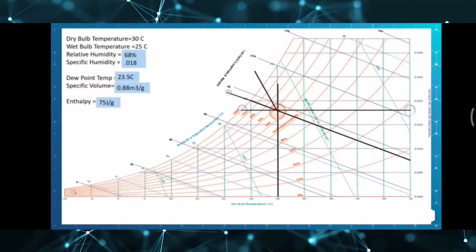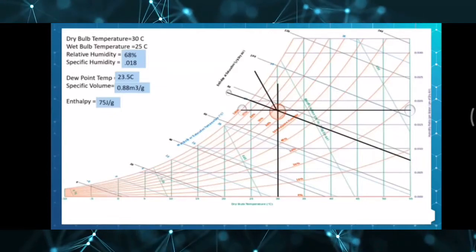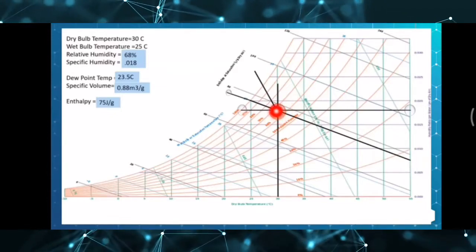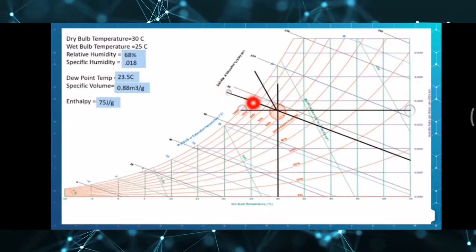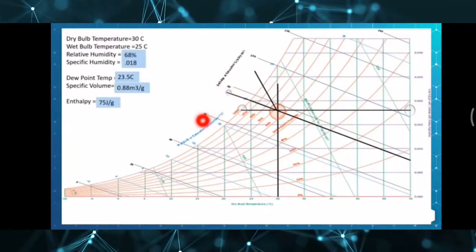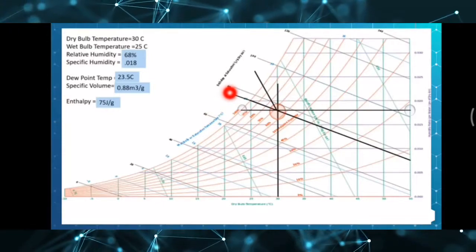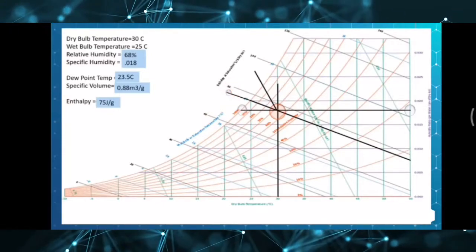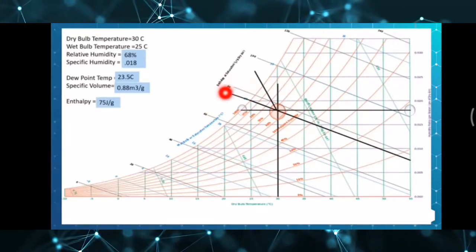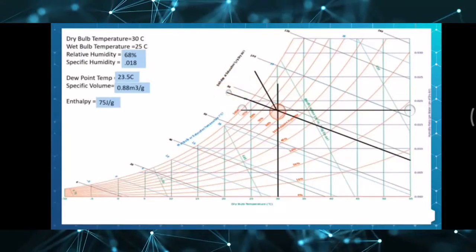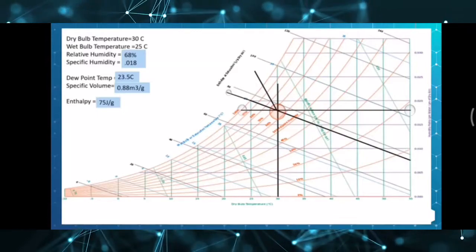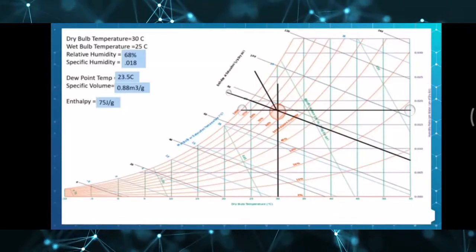Last is the enthalpy. From the point of intersection, we will draw a line towards the scale. Then our enthalpy is between 60 and 80, but it is very near to 80, so our enthalpy is around 75 joules per gram. So this is how we use our psychrometric chart.